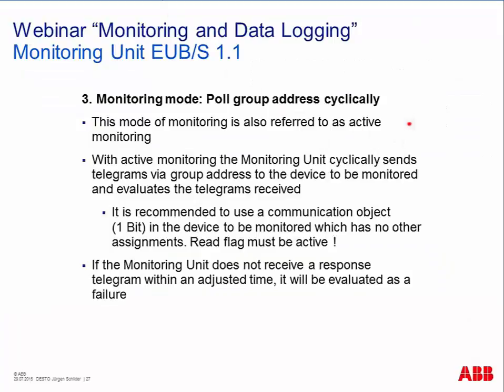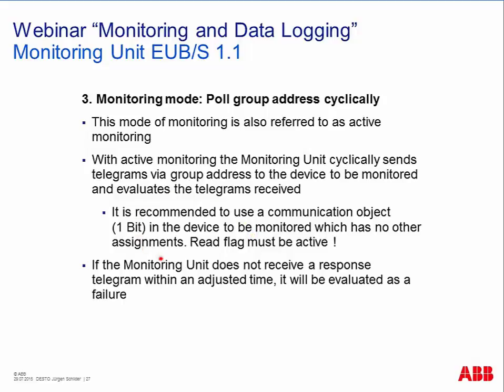The third mode is now polling of the group address cyclically, so we don't work with the physical address anymore. We call it so-called active monitoring. With this active monitoring, the monitoring unit cyclically sends telegrams via group address to the device to be monitored. And of course it evaluates again this telegram, which will hopefully be received. So how to do this?